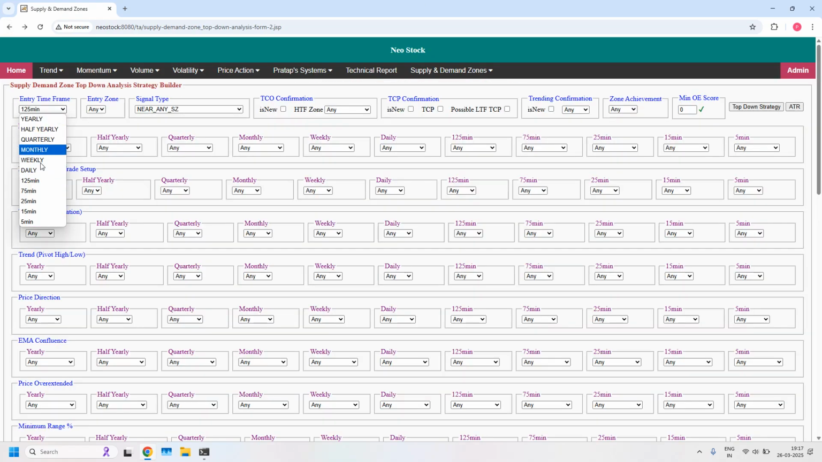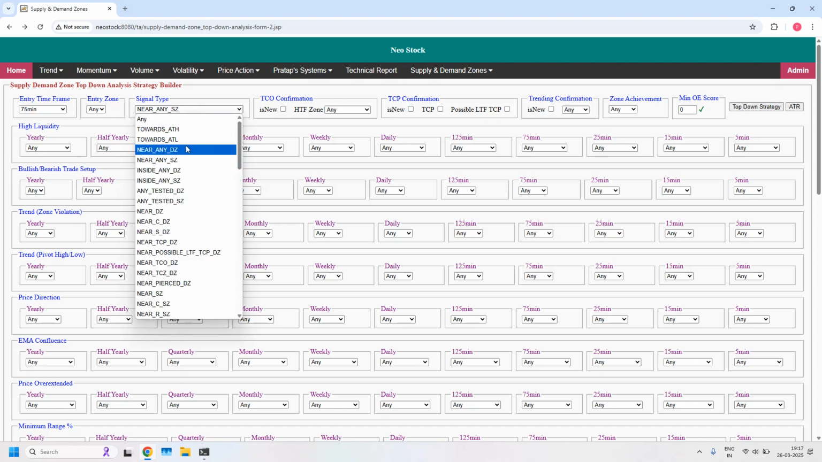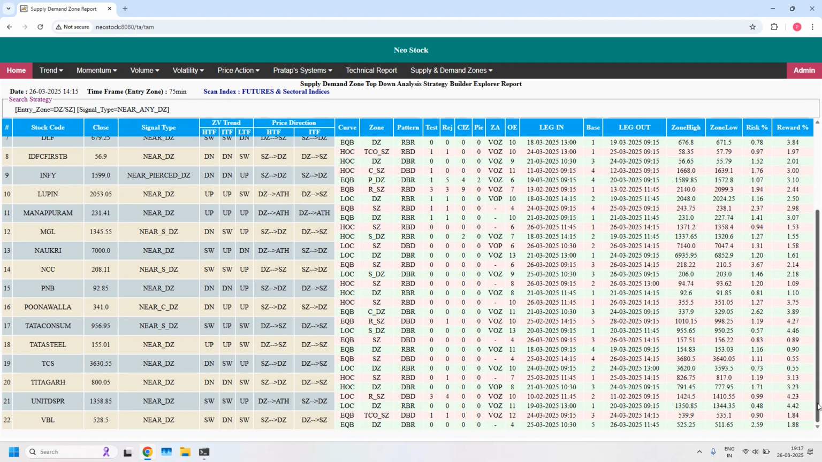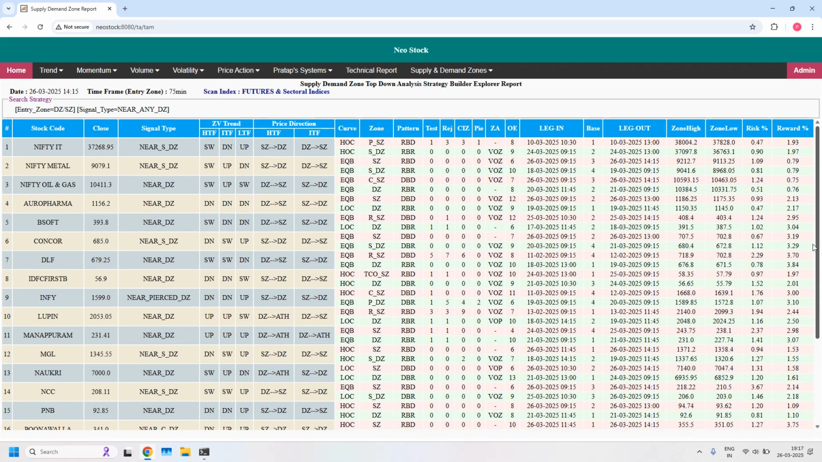Next time frame is 75 minutes. Stocks near to the 75 minutes demand zone. First 15 stocks in the list. Scrolling the list down. So total 22 stocks are filtered. Okay, now let us identify high liquidity zones from this list.